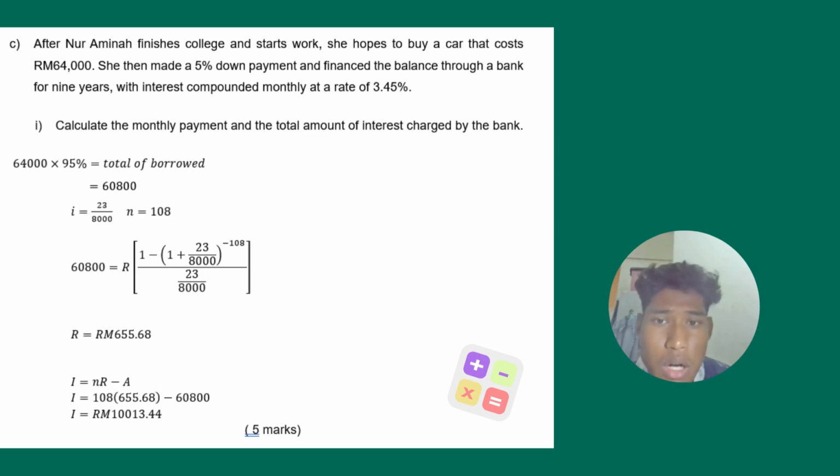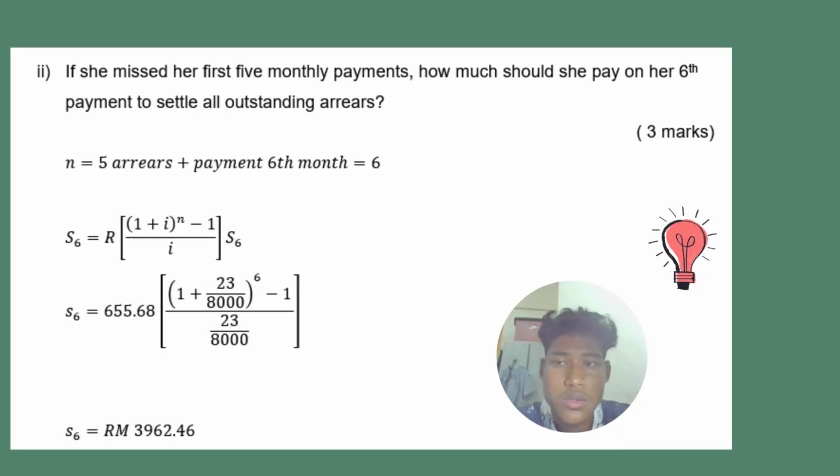After that, we must find the total amount of interest charged by the bank. For the total amount of interest charged by the bank, we use the formula I equal nR minus A. So I equal 108 open bracket 655.68 close bracket minus 60866, and we get RM 10013.44. So that finishes C Roman 1. So continue to question 2 Roman.